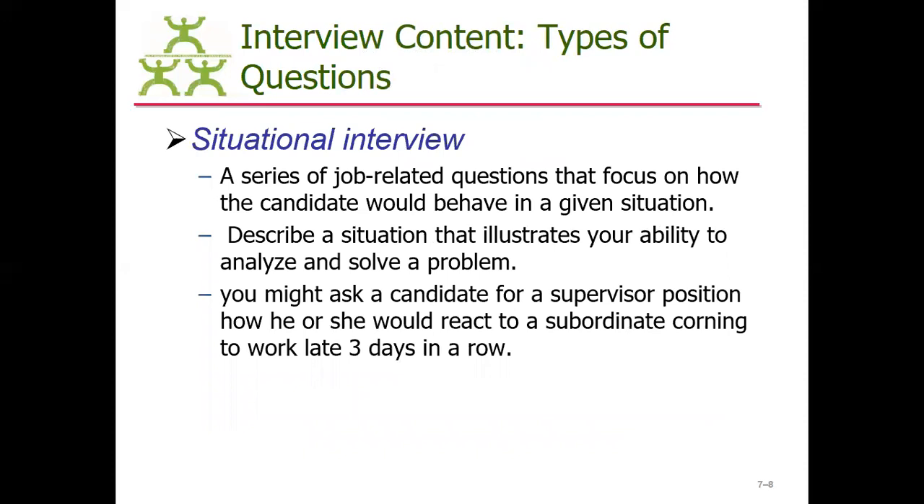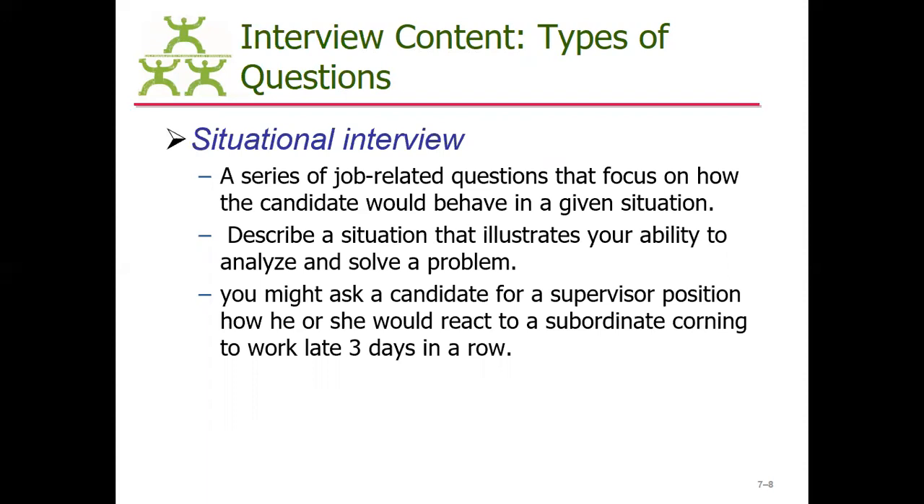So let's discuss the situational interview. A situational interview is a series of job-related questions that focus on how the candidate would behave in a given situation. It describes a situation that illustrates your ability to analyze and solve a particular problem.